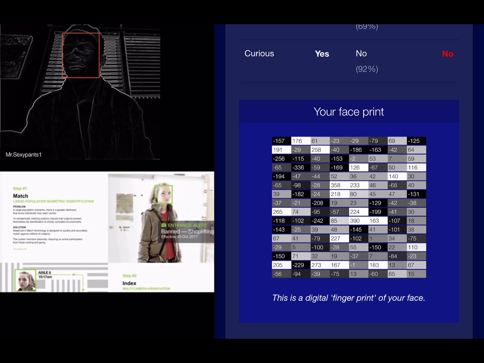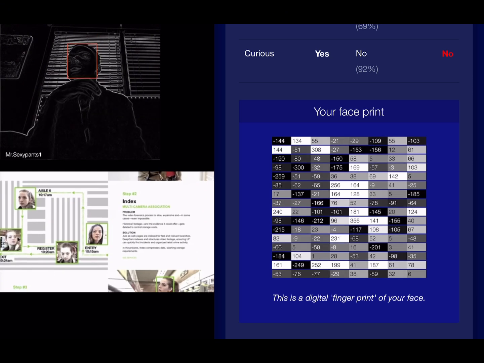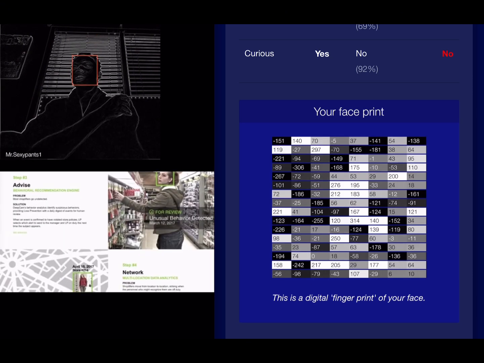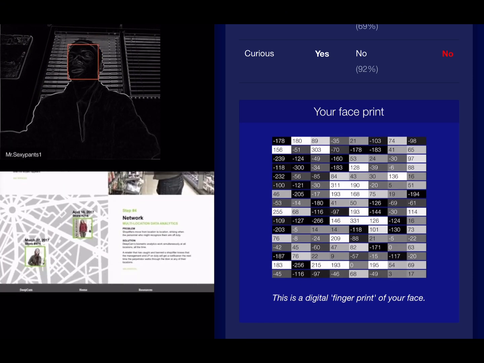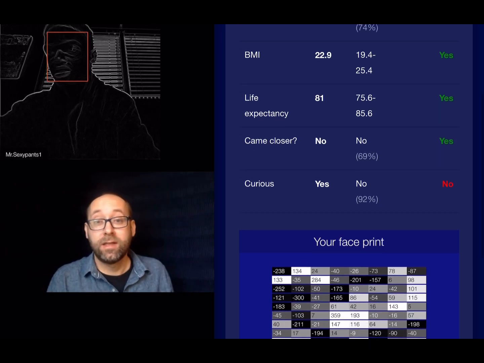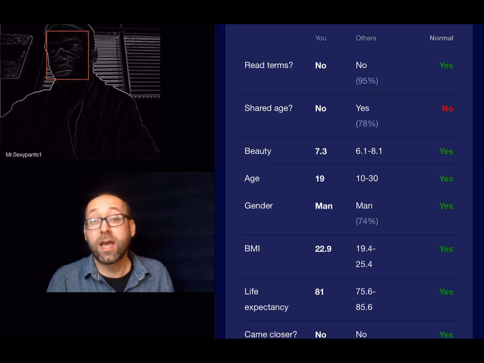For example, in the United States, the pharmacy chain Rite Aid used these cameras to recognize people who had previously shoplifted from them. By the way, you didn't actually need to get closer to the camera for this to work.